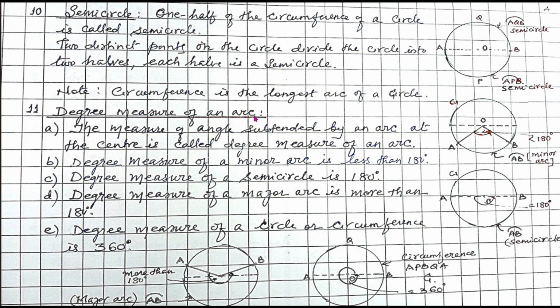Now, degree measure of an arc. The measure of the angle subtended by an arc at the center is called the degree measure of an arc. Again, I'll repeat, the measure of an angle subtended by an arc at the center is called the degree measure of an arc.